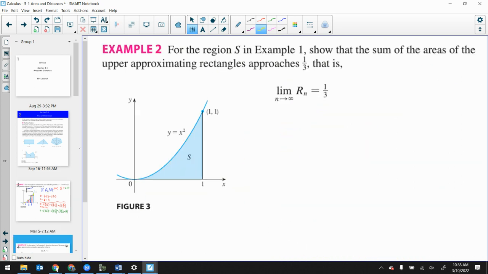So how do we actually calculate it? Well, I'm going to show you one way to prove that it's going to be 1/3. And, spoiler alert, the integral from 0 to 1 of x squared, guess what it comes out to be? 1/3. Okay. Now, for the region S in example 1, show that the sum of the areas of the upper approximating rectangles approaches 1/3. That is, the limit as n goes to infinity of R sub n.